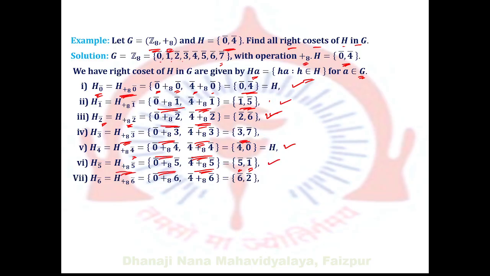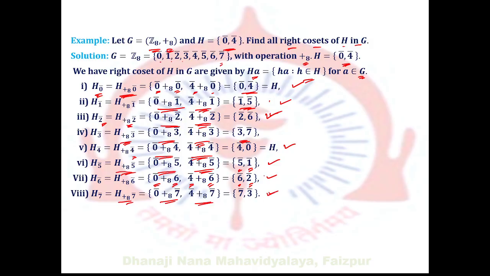So add 6 bar to the elements of H. So here we have 0 bar plus 6 bar and 4 bar plus 6 bar. So 0 plus 6 is 6. 4 plus 6 is 10, but modulo 8 it is 2. So we have this set, 2 bar, 6 bar. Then H7 bar, that is H plus 7 bar. So it is 0 bar plus 7 bar and 4 bar plus 7 bar. So it is the set containing 7 bar and 3 bar.